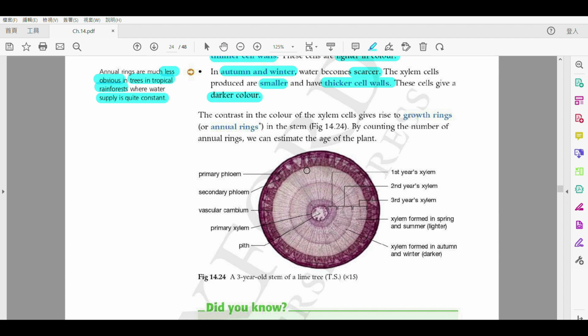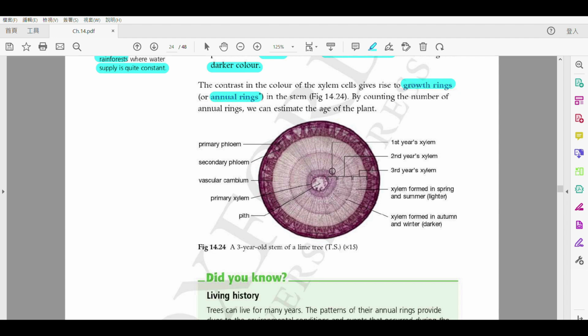Okay, so the next thing we're going to talk about is the growth ring, the growth rings or the annual rings. As you can see, 1 annual ring equals 1 year. So we can estimate the age of the plant by counting the number alone. The phloem is the outermost, the xylem will be the innermost. And then at the center you will see a pith. I hope you still remember this word from chapter 10. The innermost layer is actually the primary xylem.